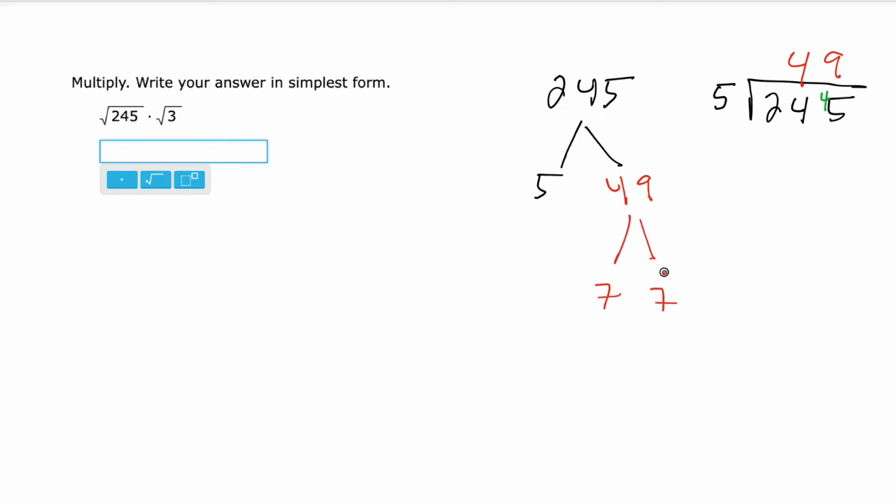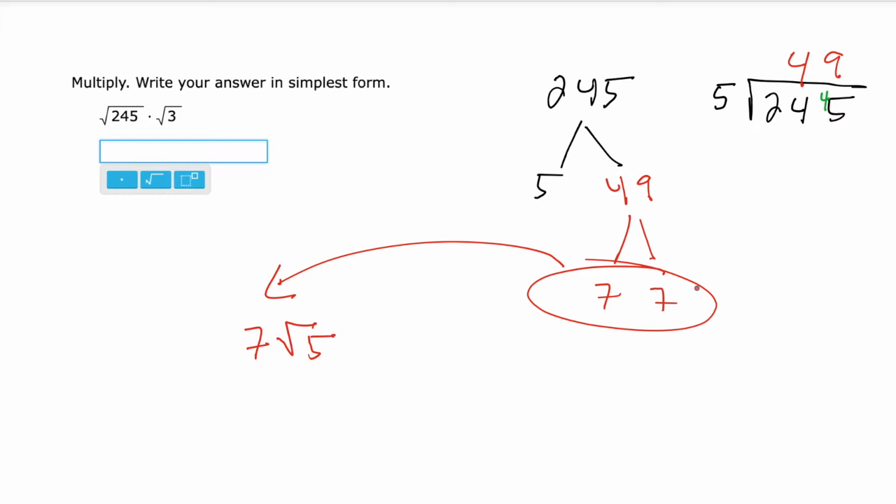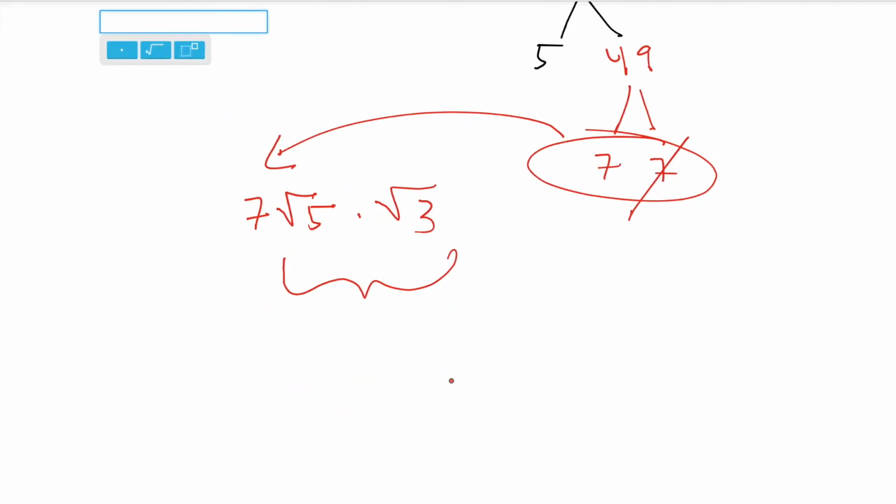And we can take our 7s out, and we have to keep our 5 on the inside. So we have a 7 root 5, right? Times root 3, and that gives us... That's where I don't know.